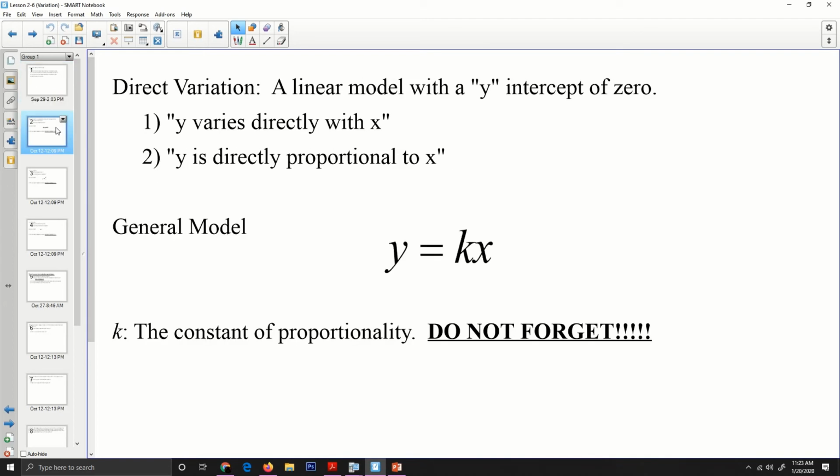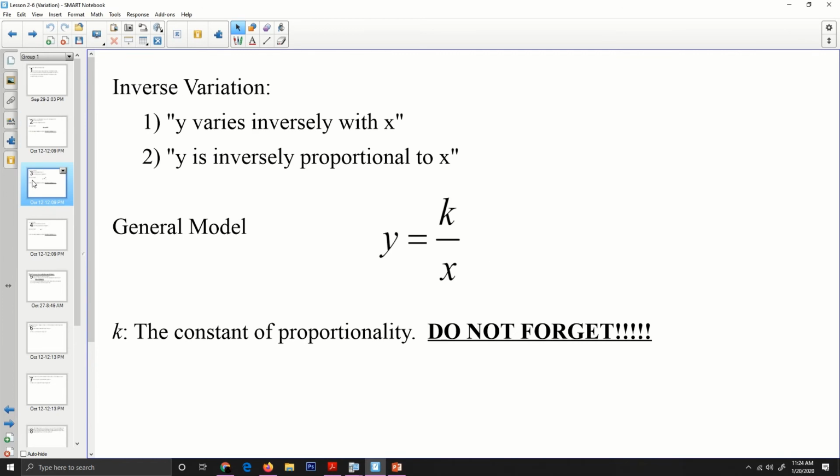Direct variation is a linear model with y-intercept of 0. "Y varies directly with x" or "y is directly proportional to x" are two key phrases that will let you know that you have a direct variation model. The general direct variation model is y equals kx, where k is the constant of proportionality. Do not forget the constant of proportionality. That seems to always be the biggest problem students have. They just make it y equal to x, and they forget their constant of proportionality.